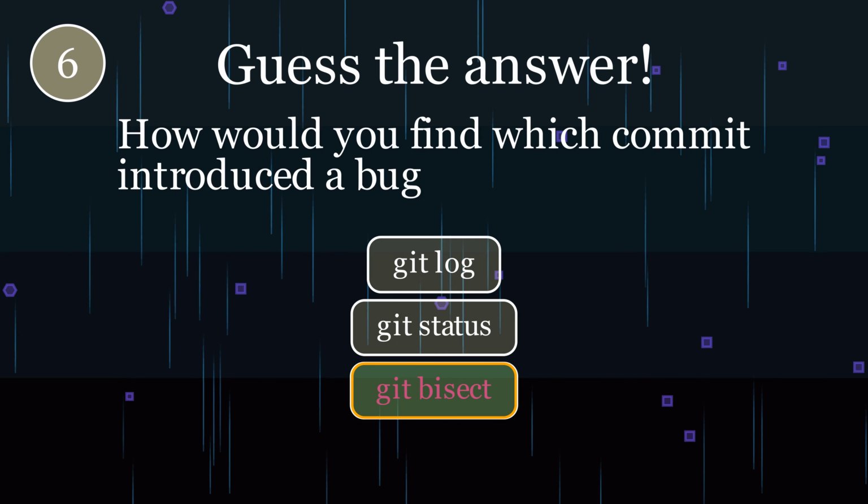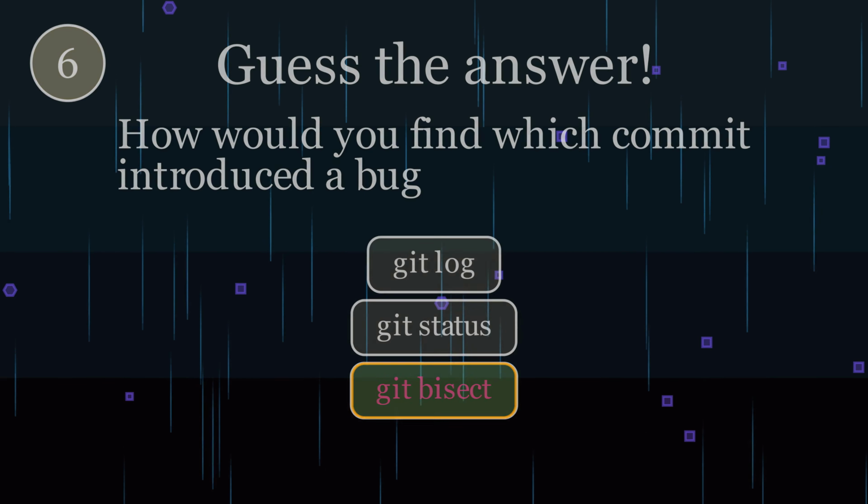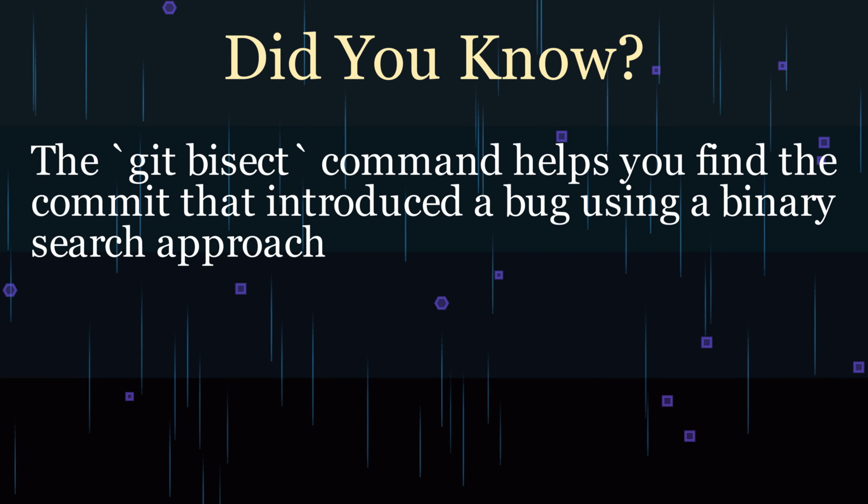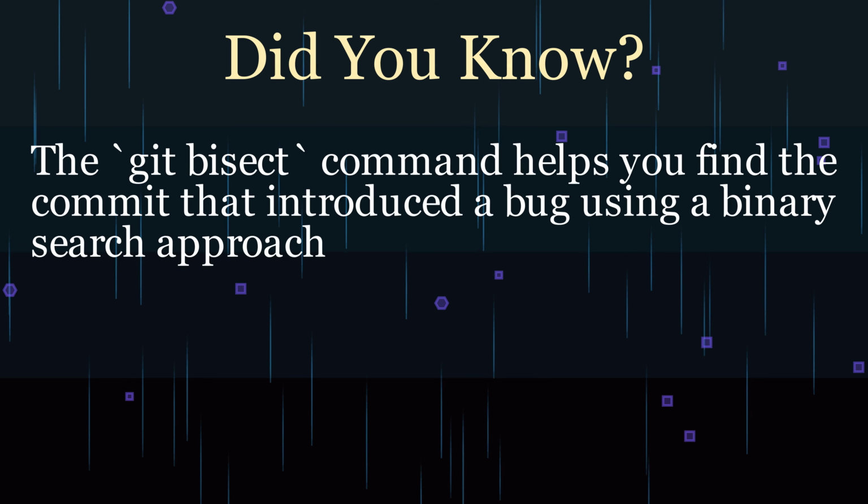The correct answer is, Git bisect. Here's something cool. The Git bisect command helps you find the commit that introduced a bug using a binary search approach.